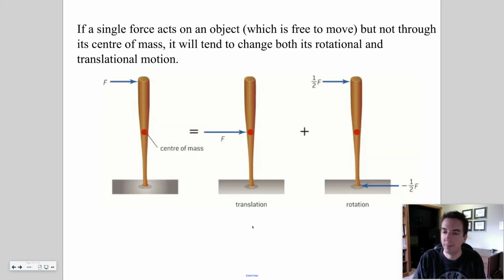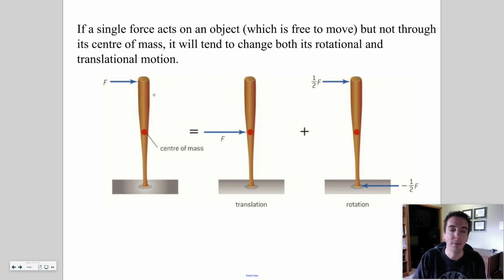Okay, so let's say you've got a bat right here, standing up on end. What if you put a force here, or here, or there? If a single force acts on an object which is free to move, like this bat, but not through its center of mass, it will tend to change both its rotational and translational motion.